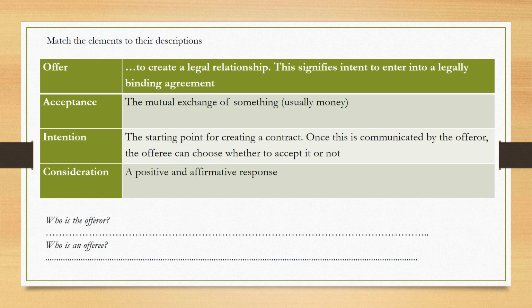Consideration, I like to call the value of a contract. Every contract must have value and it must be mutually exchanged. So each person, the offeror and the offeree to a contract, they are both giving something up but also gaining something in return. So money in exchange for goods or services, for example. So this is the mutual exchange of something, usually money, but the courts have looked at cases where the consideration to a contract is a bit more tricky and not involving money.